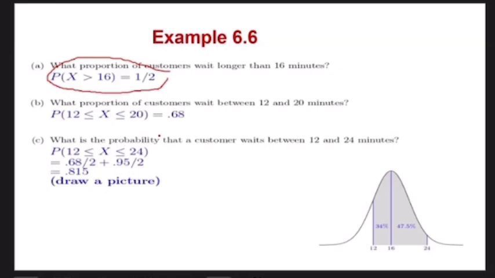Okay. Now, another question can be asked. Take a look at the next question. What is the probability that a customer waits between 12 and 24 minutes? Take a look at that. Between 12 and 24 minutes, you may not be able to apply the empirical rule directly, because that is an irregular interval. Take a look at that. The distance from 12 to 16 is different from the distance from 16 to 24. For you to be able to apply the empirical rule directly, it has to be an equal distance to the center. Does that make sense?